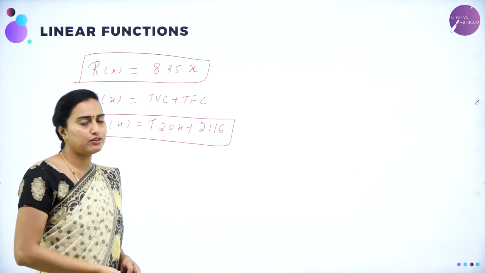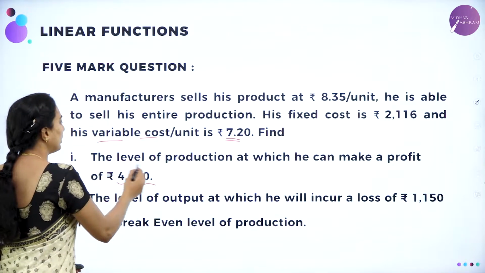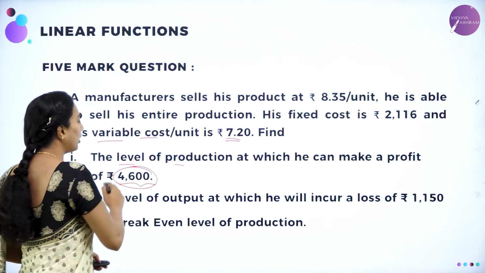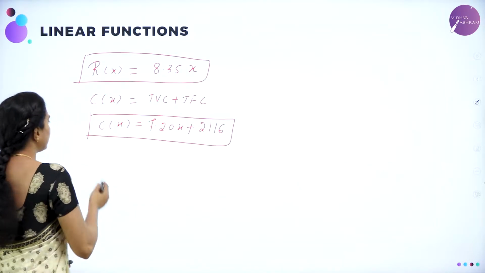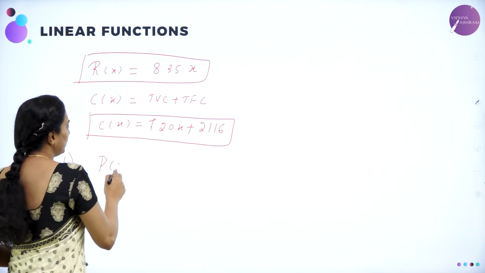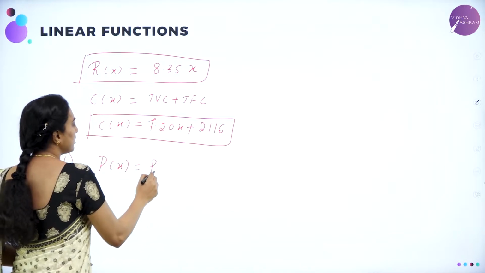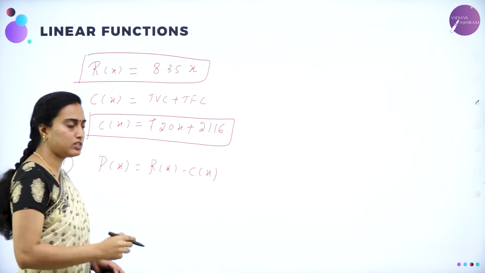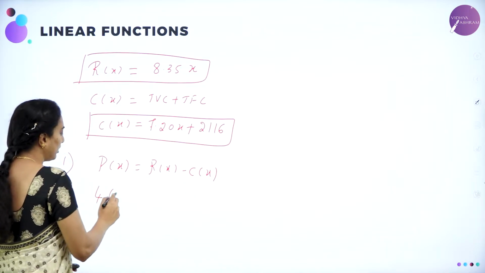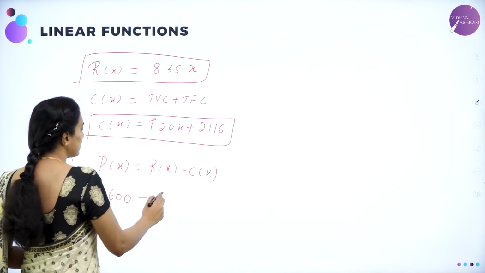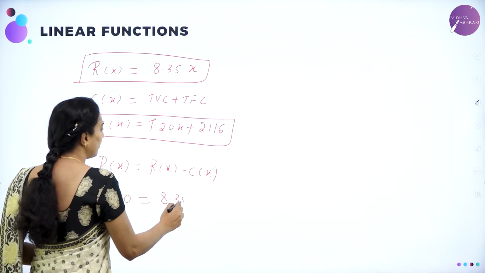Now taking these two, we are going to find out the given questions. The first question: you need to find out the level of production at which he can make a profit of 4,600. Now let us take it. The first one can be P of x is equal to what? R of x minus C of x. Profit they have given as 4,600. Let me substitute that. 4,600 is equal to R of x, which is nothing but 8.35x.